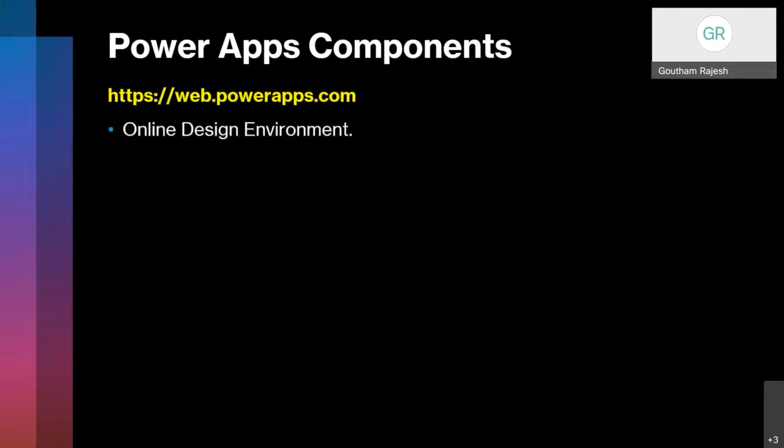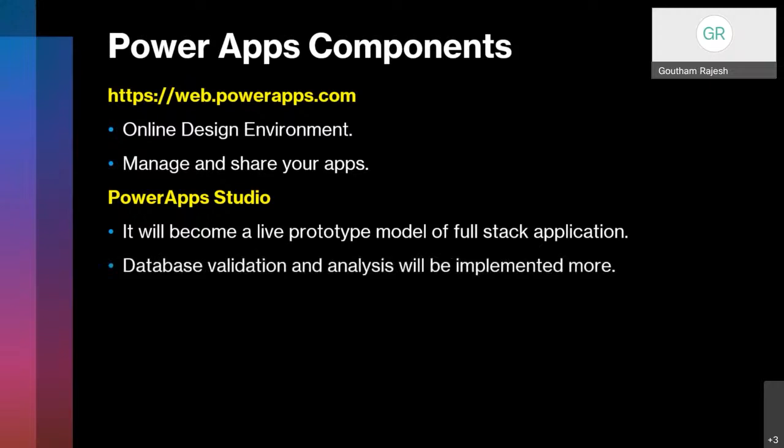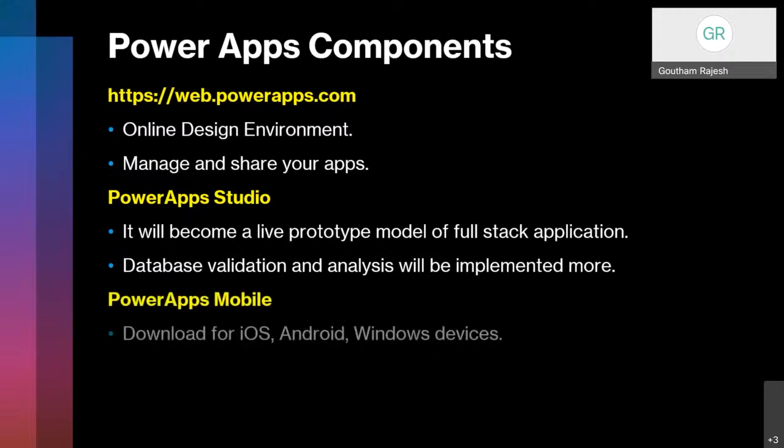Some of the major components of Power Apps are web.powerapps.com, the online design environment that is used to manage and share our apps. The very next thing is Power Apps Studio, where we can prototype or preview the app we are building. Database validation is done here. And Power Apps Mobile is the mobile application that we are able to access. In this Power Apps mobile application, all the apps that we make in this environment are accessible.